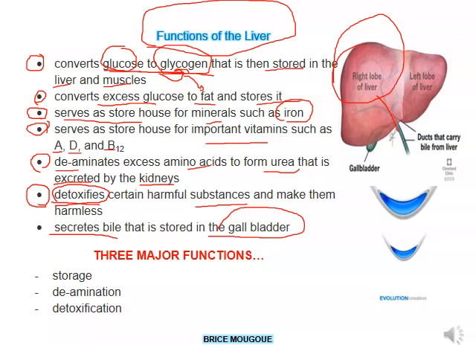So there are three major functions we can summarize for the liver. The liver serves as storage. We looked at minerals and vitamins. The liver serves for deamination, breakdown of amino acids. The liver also serves for detoxification. We could have included its function in sugar metabolism, blood sugar metabolism.